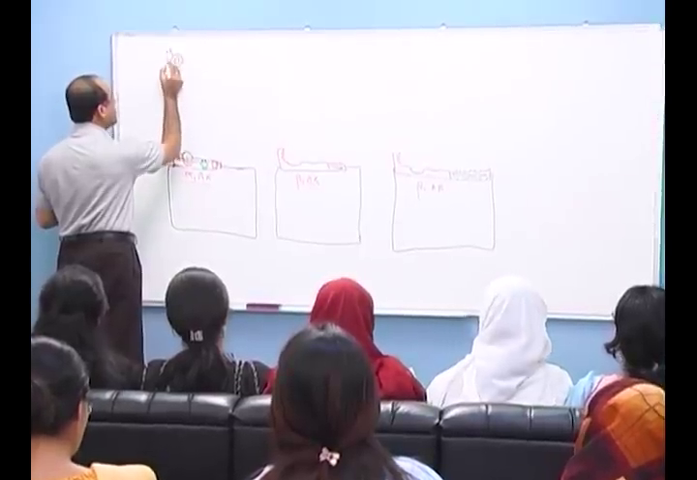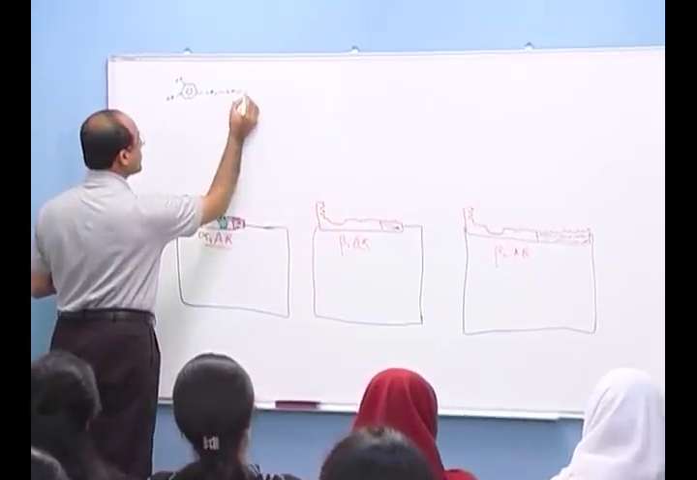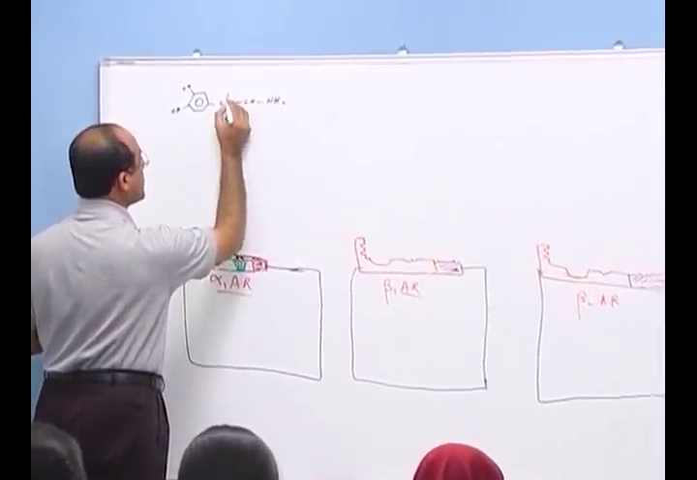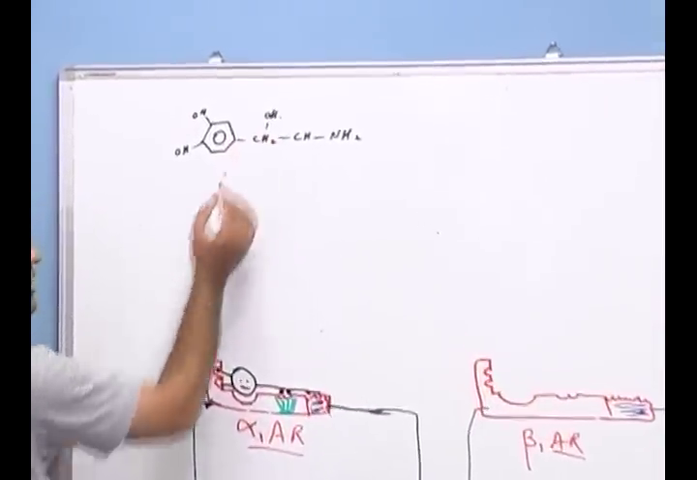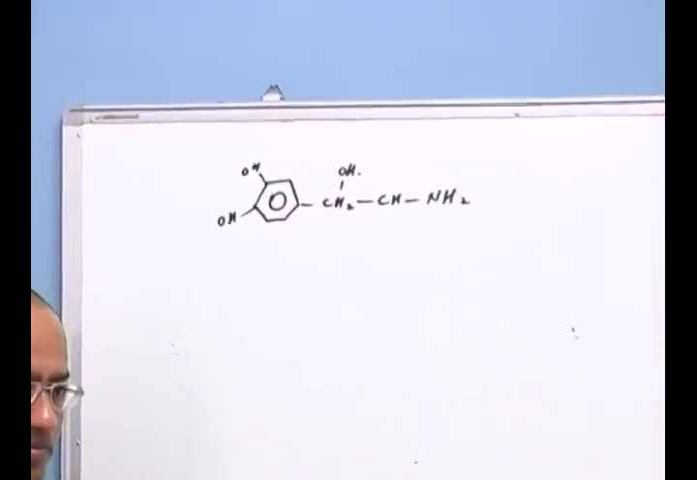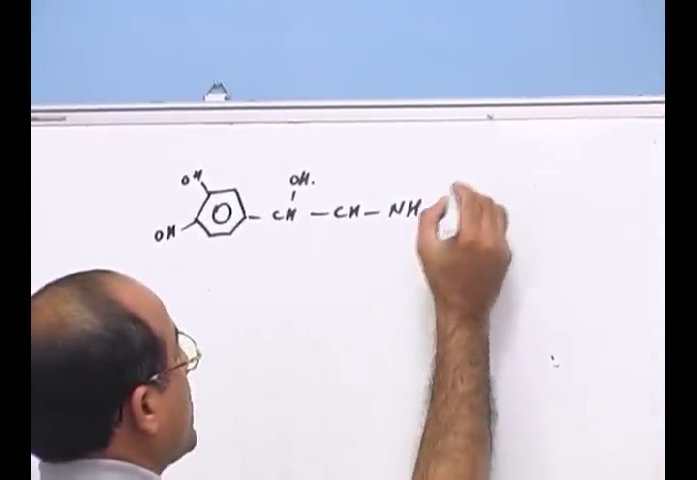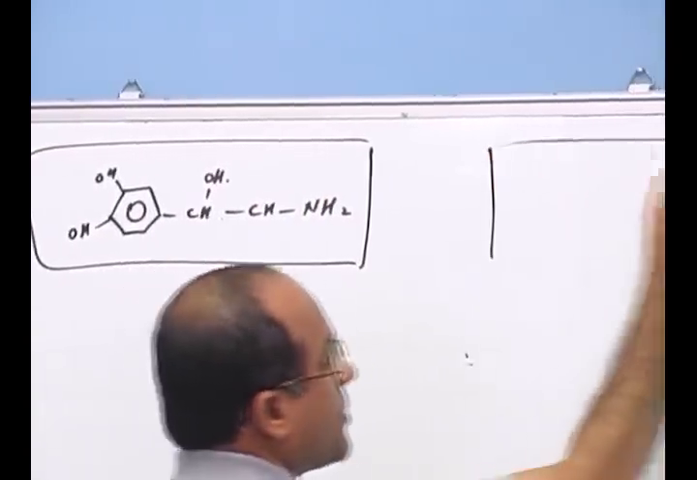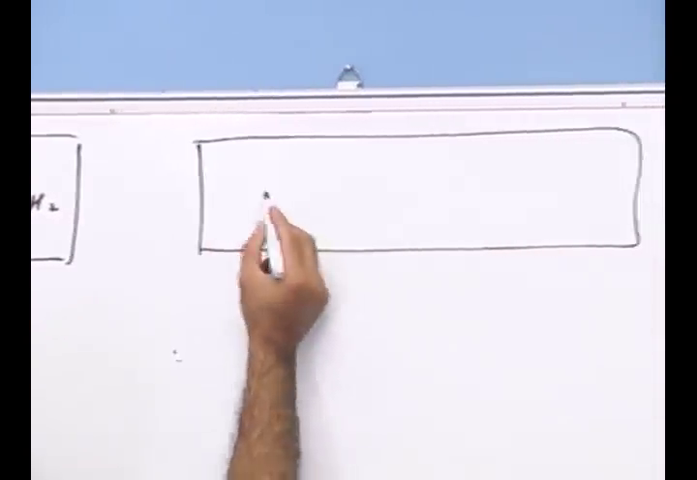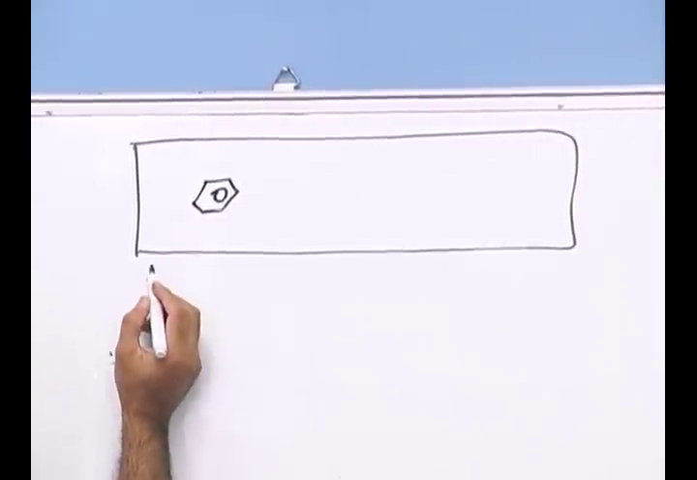What is this group now? Catechol. What is this? Norepinephrine. If the hydroxylation is not there, what is that? Then it is dopamine. This is the first group, first drug. Now we come to the second drug. In the second drug, you have to tell me again rapidly, what is this group? What is this ring?